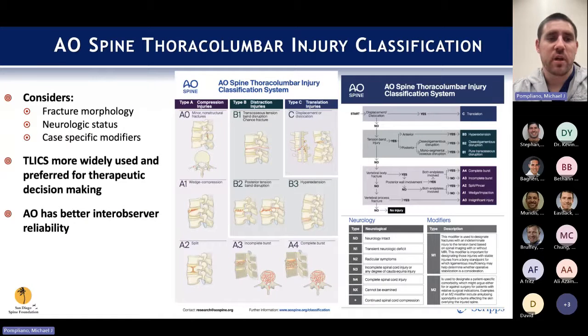An additional classification is the AO Spine thoracolumbar injury classification. As far as I could find, based on the couple of meta-analyses that were done, this classification has more inter-observer reliability and is frequently used as more descriptive, as compared to the TLICS, which is used typically for therapeutic decision making. So actually, how are you going to treat the patient? I think this has a little bit more application when it comes to research and more specific description of fracture morphology, which definitely has its roles and can help in communication and accurately relaying information on the research side. It also considers the fracture morphology, neurologic status, and case-specific modifiers.